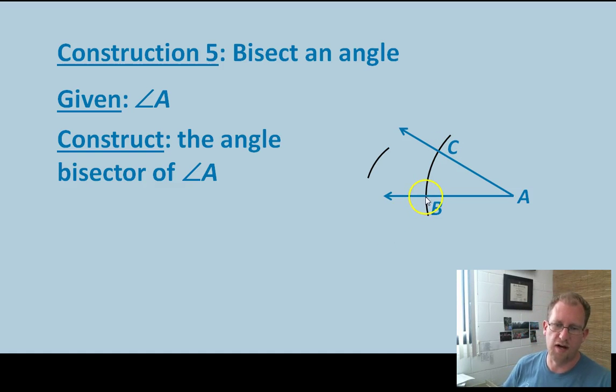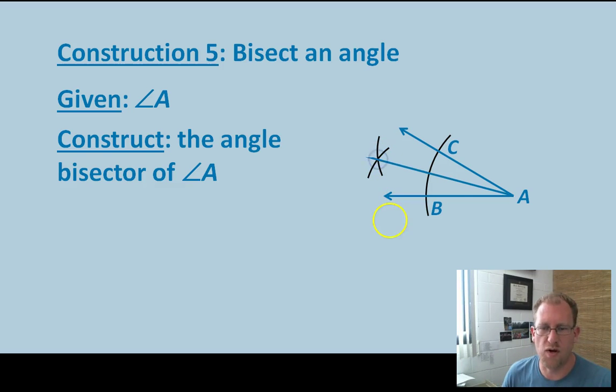Now, I'm going to set my compass to some other distance, smaller than it was before, and I'm going to make a hash mark that goes approximately through the middle of the angle. Then I'm going to take my compass that same exact distance, and I'm going to put the needle here, and make another hash mark. And now I have an intersection of these 2 hash marks. This radius is the same as this radius, okay? And so I have found somewhere in the middle of that angle.